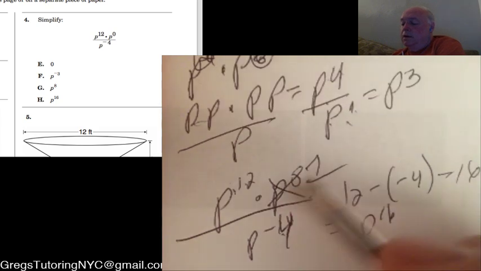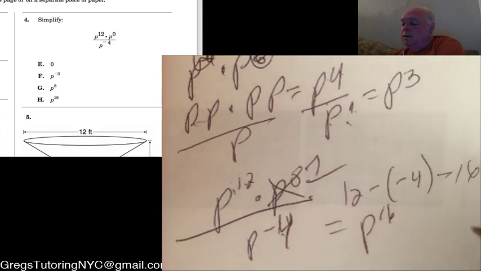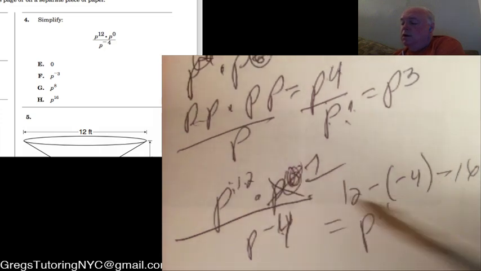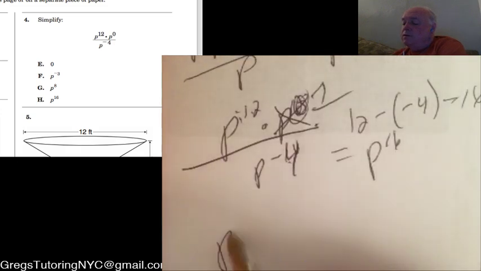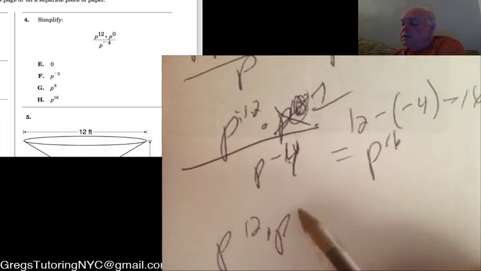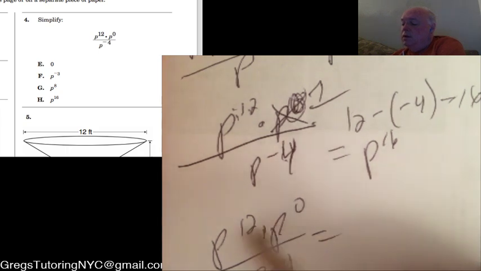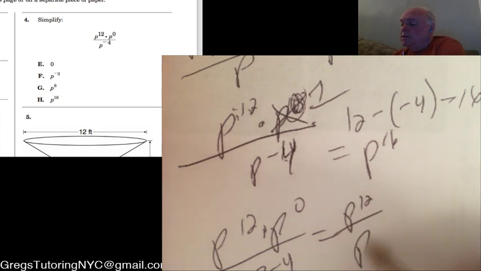Oh, wait, sorry. We have to add the 1 in. So, no, sorry, it was a 0. So we get 12 plus 0. We could also, so if we kept that in, P to the 12 times P to the 0 over P to the minus 4, we still get the same answer. We multiply the top and we still get P to the 12. And the bottom still remains P to the minus 4. So we still get P to the 16.